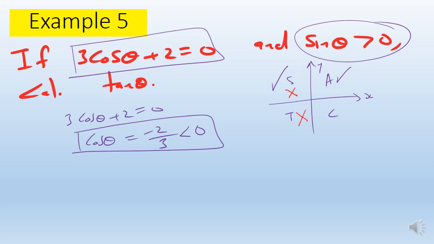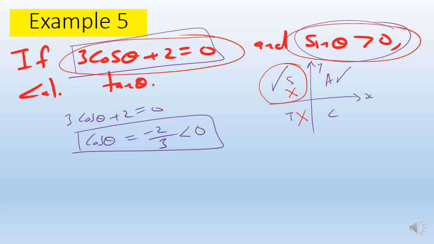So which ones do we choose? Well, if you look at the question, we've got to satisfy both these conditions: 3 cos theta plus 2 equals 0 and sine theta to be positive. So our solution, without thinking too much, has to be, or angle theta has to be in the second quadrant. So if cos theta is minus 2 over 3, let's just go back here. Cos theta is minus 2 over 3. Let's try and draw that.